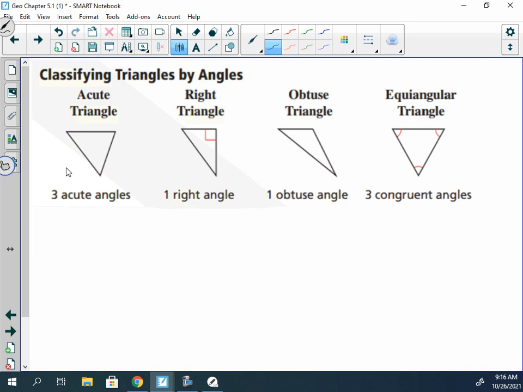And the last one is an equilateral triangle. All three angles are going to be the same.